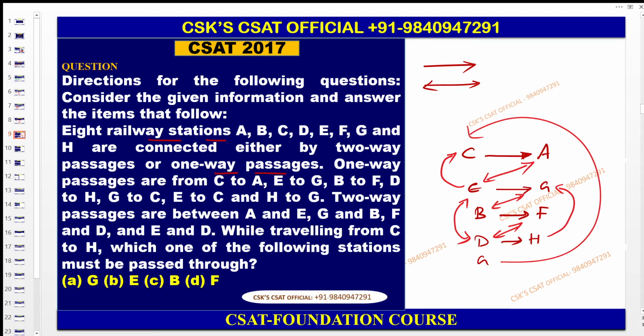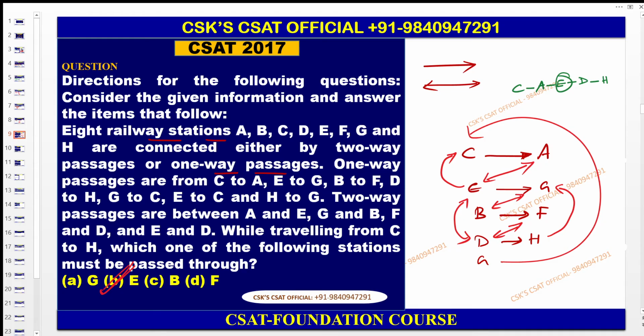Or else you can go in this way: C to A, A to E, E to D, then H. So E must be there in both the cases. So the answer for the question is B. E must be there. Shall we move on to the next one?